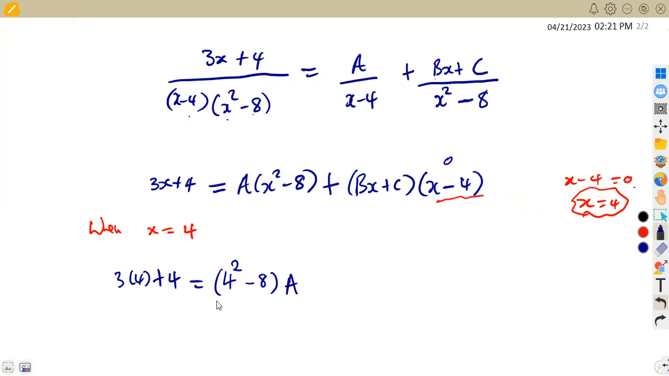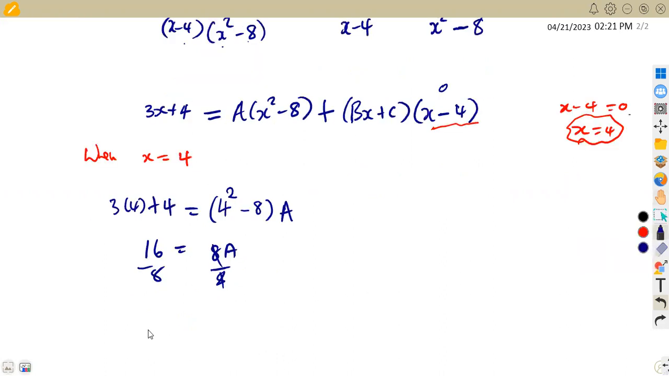So we can solve for a. On this part, we are going to obtain 16, which is equivalent to 8a. So we can divide by 8 both sides. That means our a is equivalent to 2. So we have the value of a, which is 2 in this case.